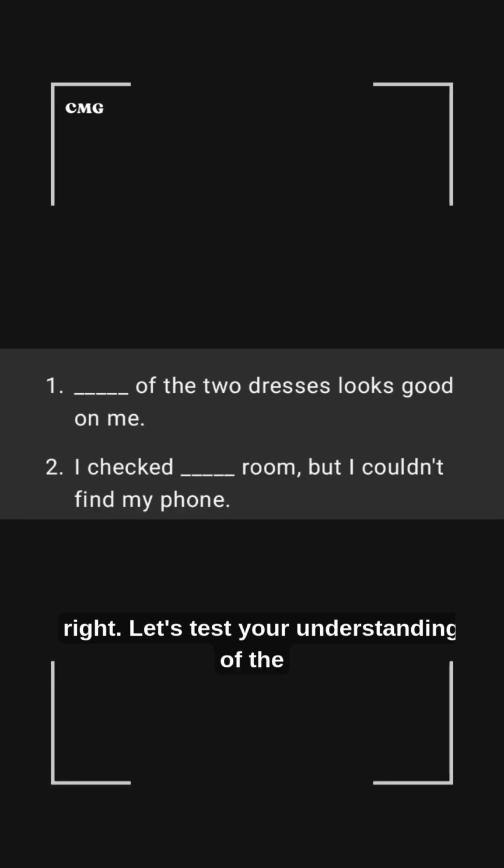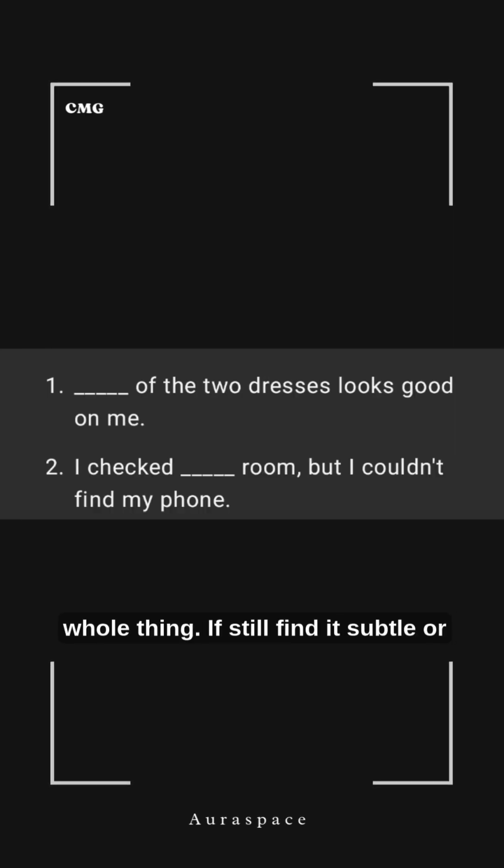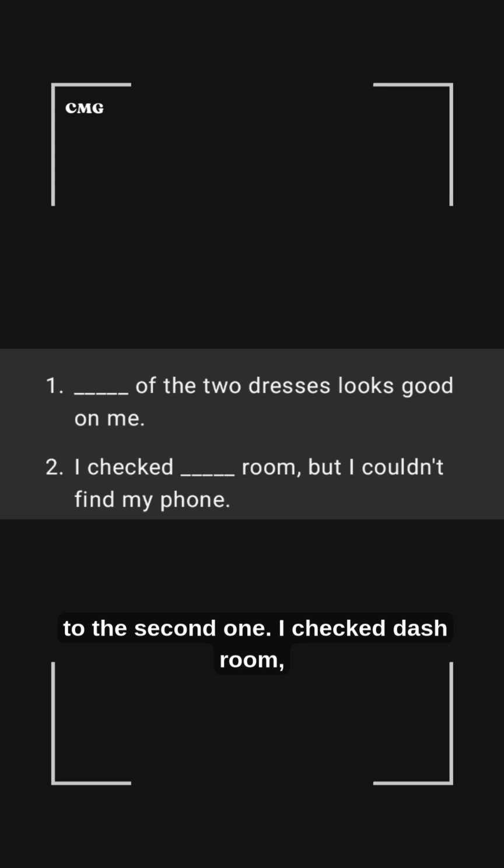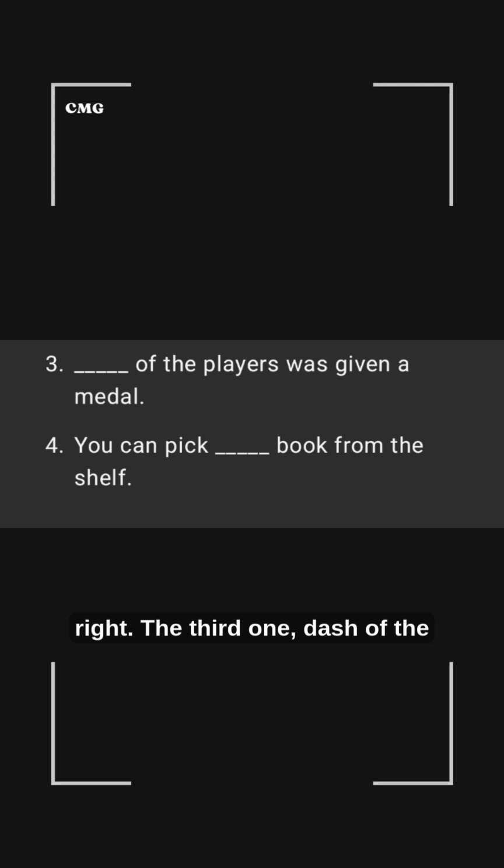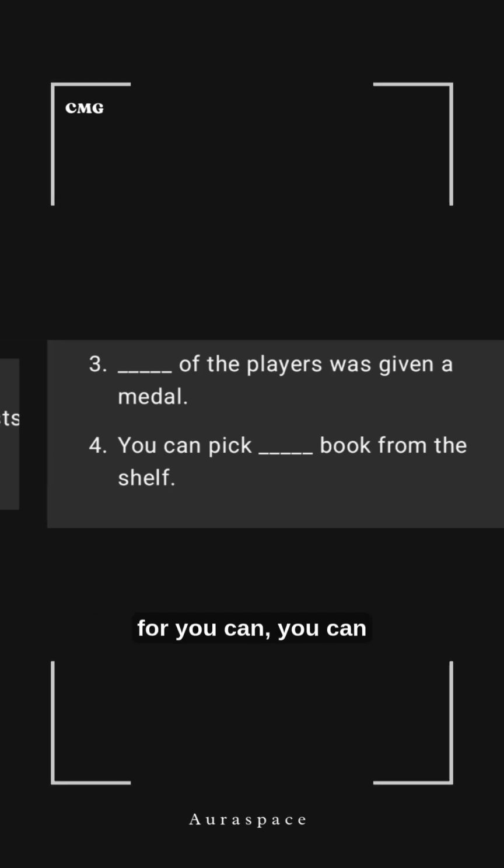Right. Let's test your understanding of the whole thing. If you still find it subtle or find some nuances here and there, let me know in the comment section. So the first example: dash of the two dresses looks good on me. The second one: I checked dash room, but I couldn't find my phone. The third one: dash of the players was given a medal. Four: You can pick dash book from the shelf.